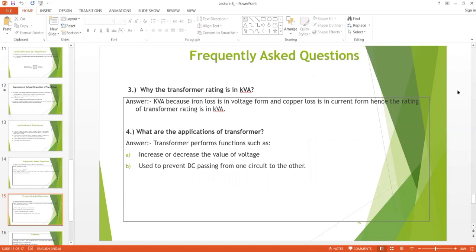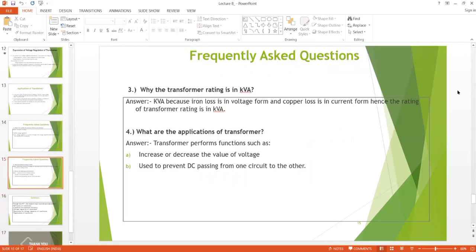Why is the transformer rated in kVA? We know this. Iron loss is in the voltage form and copper loss in the current form. That's why the rating is in kVA. We can increase or decrease the value of voltage that we discussed in this video. I hope you understood. Right?